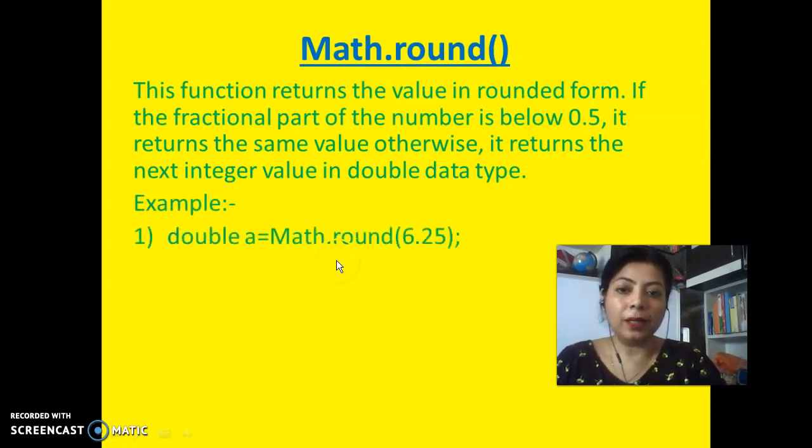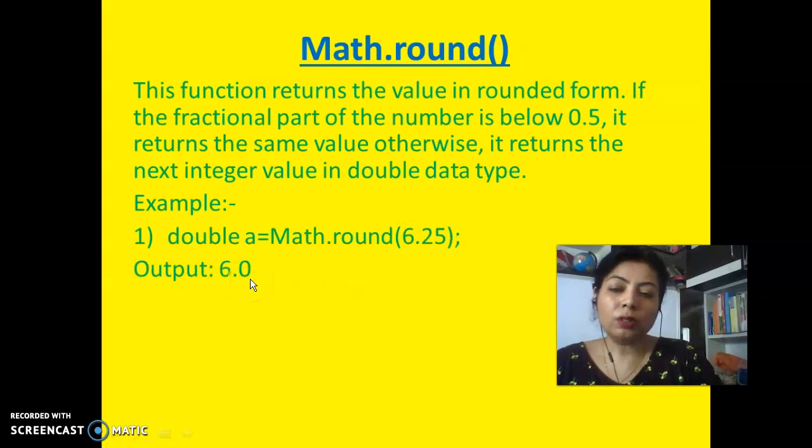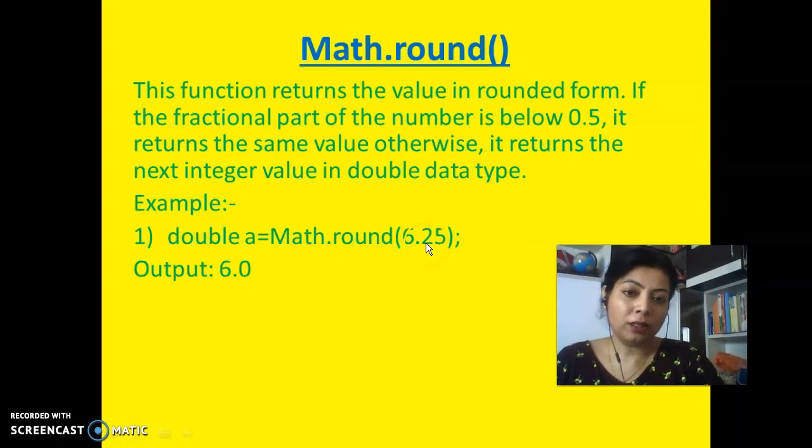In the first example, Math.round returns a double data type, so you have to store it in a double type variable. A is a double type variable. Now you use Math, with capital M always, Math.round of 6.25. After the point there is 2, so there is no change. 6.25 remains 6 only. Let's see the output. It is 6.0. If it is up to 0.4, then no change. If it is 0.5 or more, then only we change it.